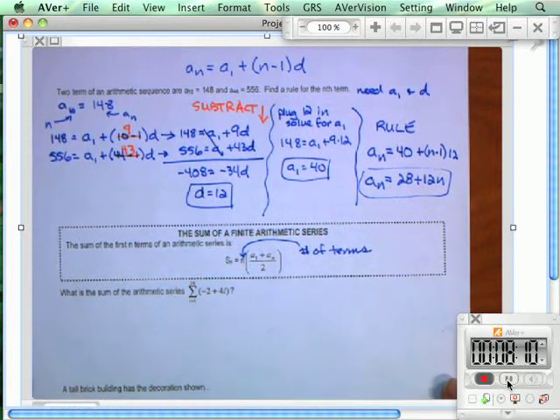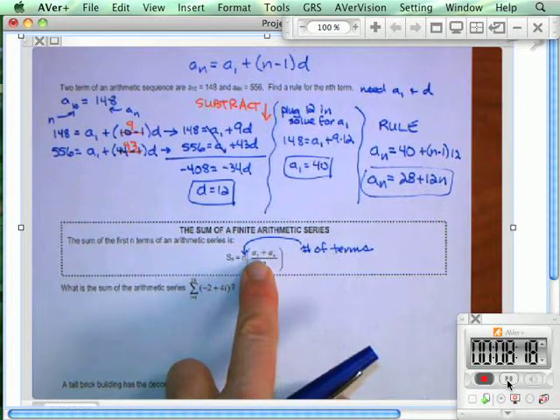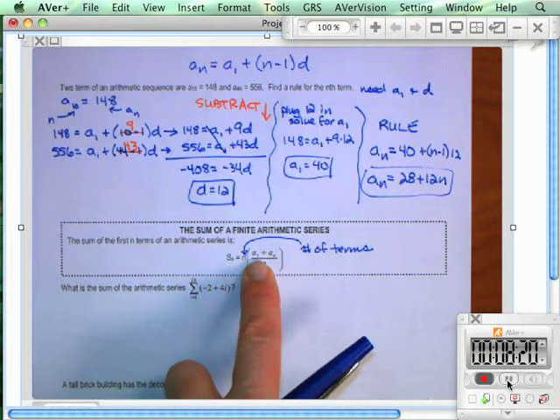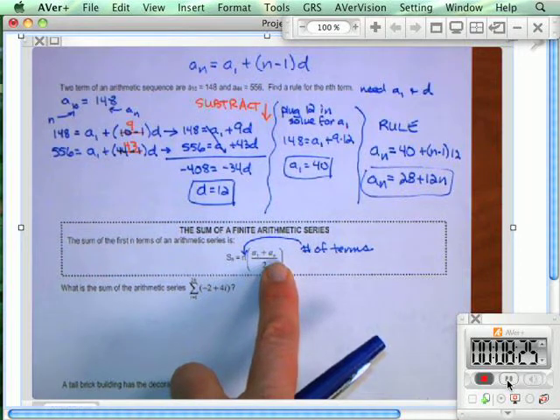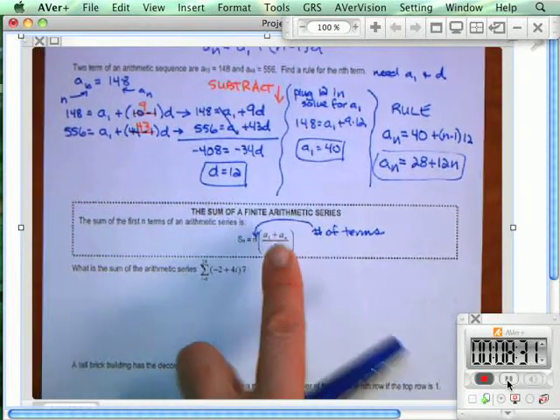S of n means the summation. And what would A of 1 mean? The first term, right? Plus A of n. Whatever your last term is, basically. All right, divided by 2. So, what is the sum of the arithmetic series?